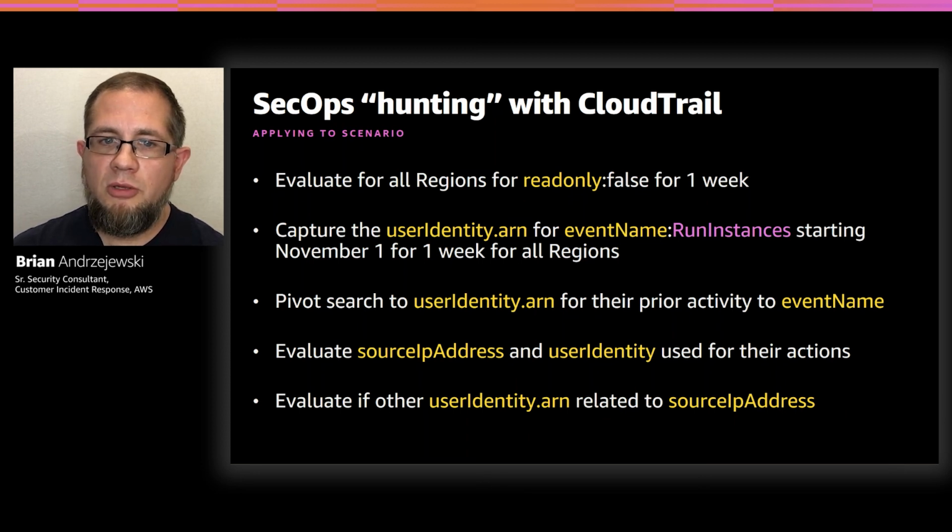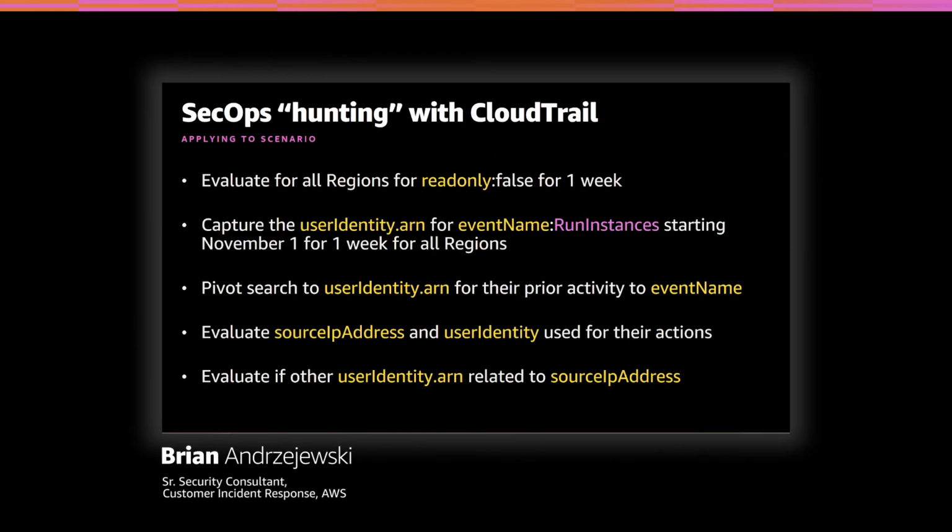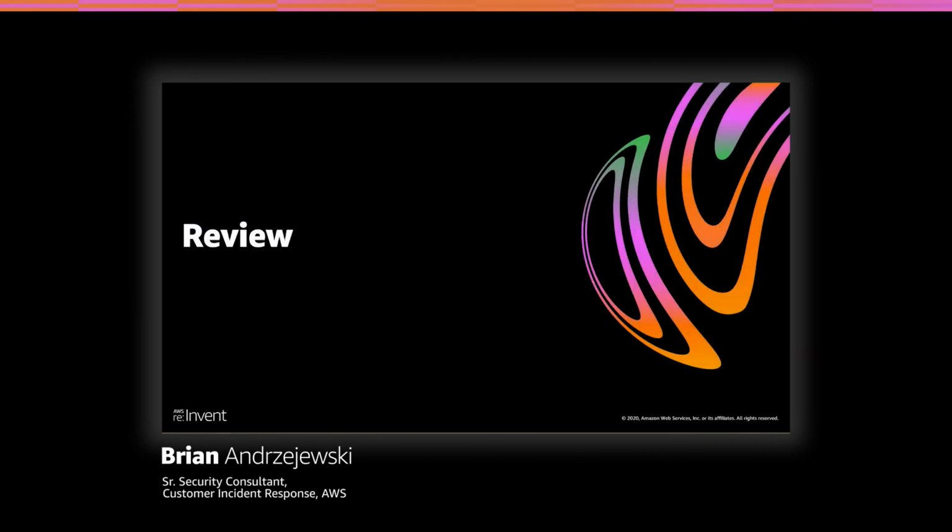We start pivoting on that user identity ARN for the prior activity to the event name. Once having that event name, we look at the source IP address and user identity, or again, that's uniqueness to that identity behavior. And then we start looking at if there's anything that's related to the source IP addresses used by additional identities across that data set.